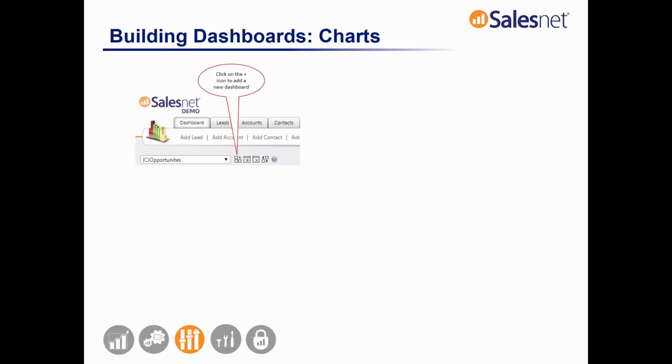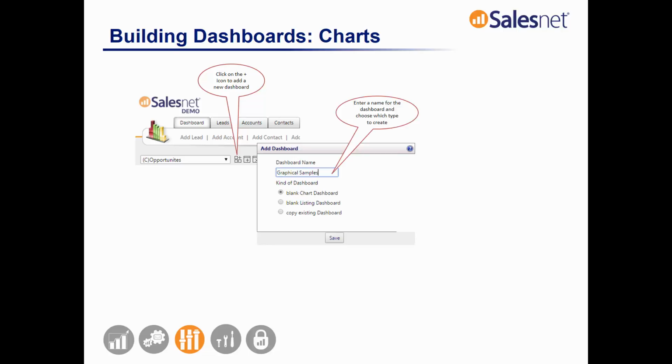All right, so now we're going to walk through the steps to create a chart dashboard. Very simple. We first click on our Add Dashboard icon, and we're immediately presented with a pop-up to name our dashboard page, and we choose what type of dashboard we're building, a chart or a list. And you'll notice we do have a third option so that you can copy from an existing dashboard. So if you have something that you want to use as a starting point and just modify it from there, then you have that option available as well.